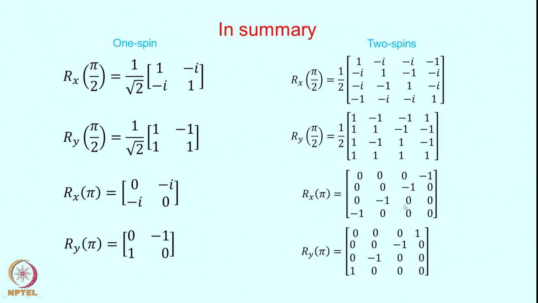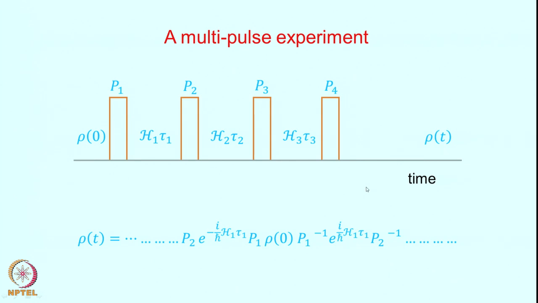and Ry pi, which will contain only anti-diagonal elements. Notice here, of course, here also they contain anti-diagonal elements. This is the diagonal and this is the anti-diagonal. So I have only anti-diagonal elements here, and here also I have only the anti-diagonal elements of Rx pi, and this shows how the calculations have to be performed. So now we are ready to calculate any kind of matrix representation, any kind of evolution of a multiple pulse experiment.